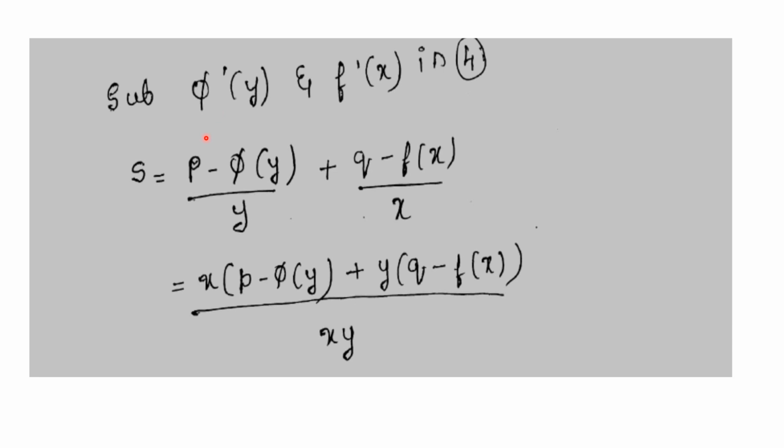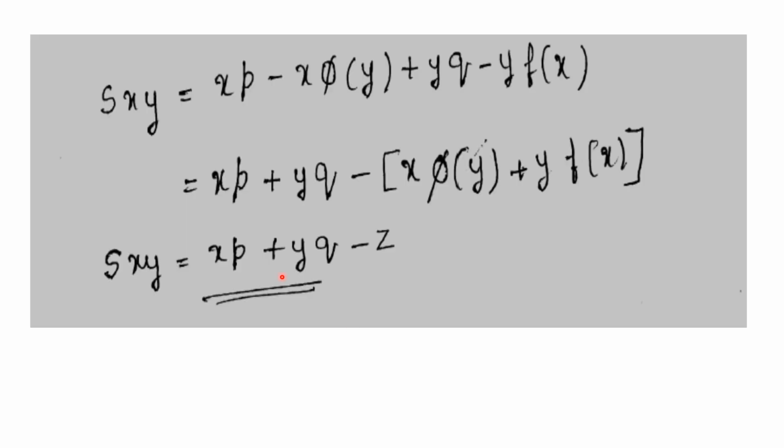So what will I do first is let me take LCM. So what is LCM here? x into y is LCM. So this x will get multiplied to p minus phi of y and this y will get multiplied to q minus f of x. You need to multiply x to each term inside the bracket and y to each term inside the bracket, and you can take whatever you have in the denominator to make it easier. We'll just take this to the LHS of a numerator, so it gets multiplied with this s. So s into xy will be equal to the numerator.